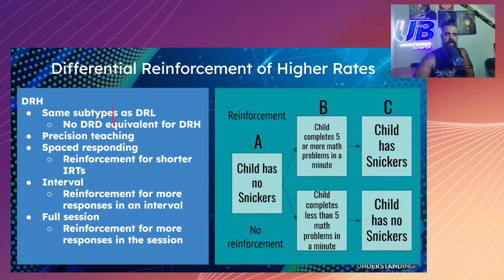We've got a diagram here. So in our antecedent, the child has no Snickers bar. The child completes 5 or more math problems in a minute, and then the child gets a Snickers. If the child completes less than 5 math problems in a minute, then the child has no Snickers. I want you to look at this example. Which subtype of DRH are we doing here? Ooh, what do you guys think? So again, the question is, check this example out. Which subtype of DRH are we doing here?